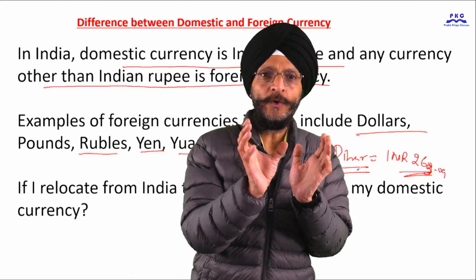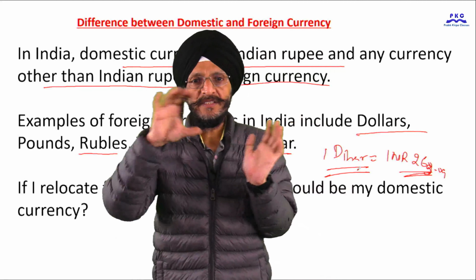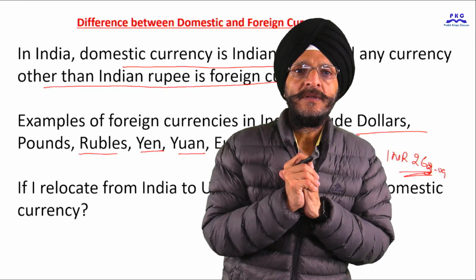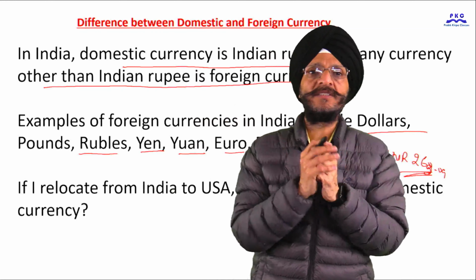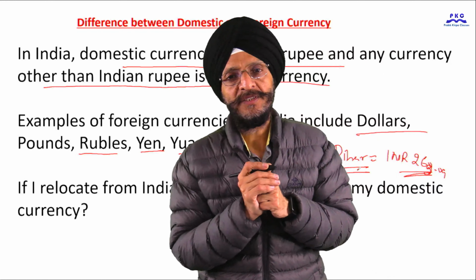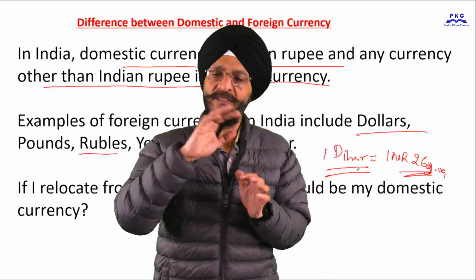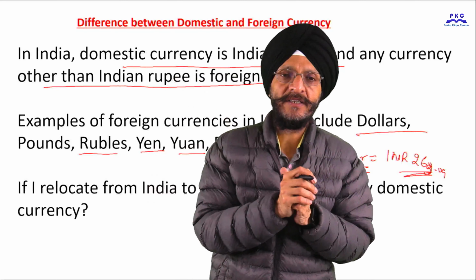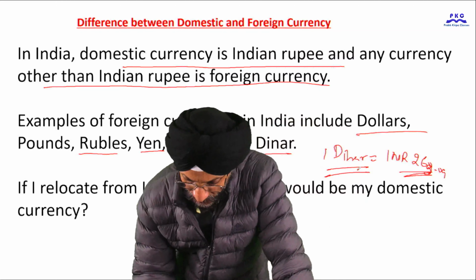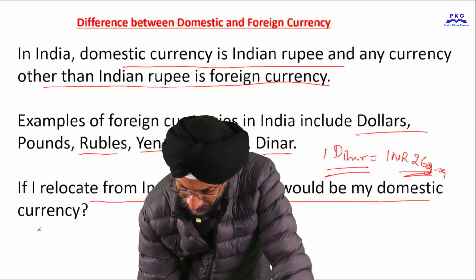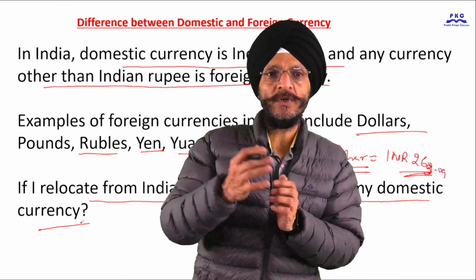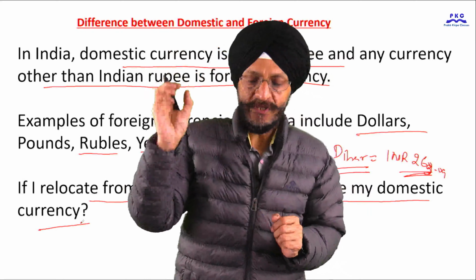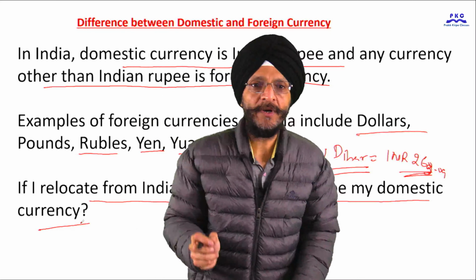So in terms of value, the Kuwaiti dinar is the world's most valuable currency, and in terms of strength, the US dollar is the strongest currency. Though other currencies are also there, the US dollar is mostly accepted for international trade. We have already answered the question: if I relocate from India to USA, what would be my domestic currency? Then the domestic currency would become the US dollar, which has been issued by the government of USA.